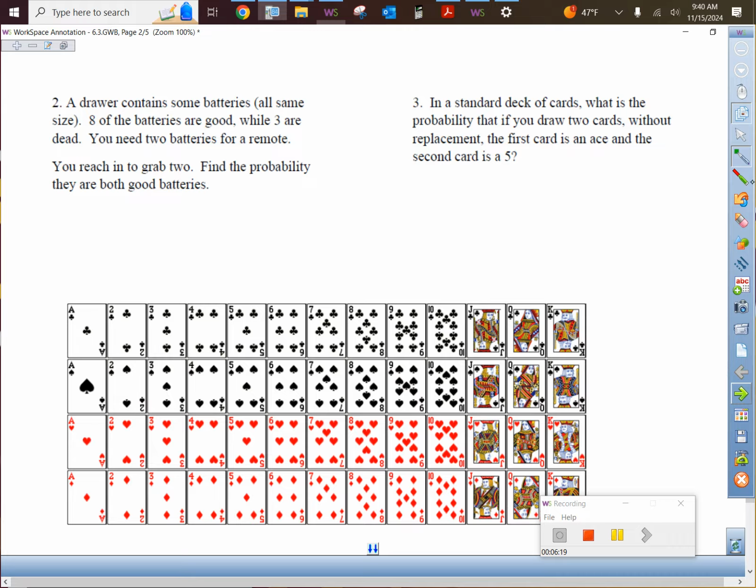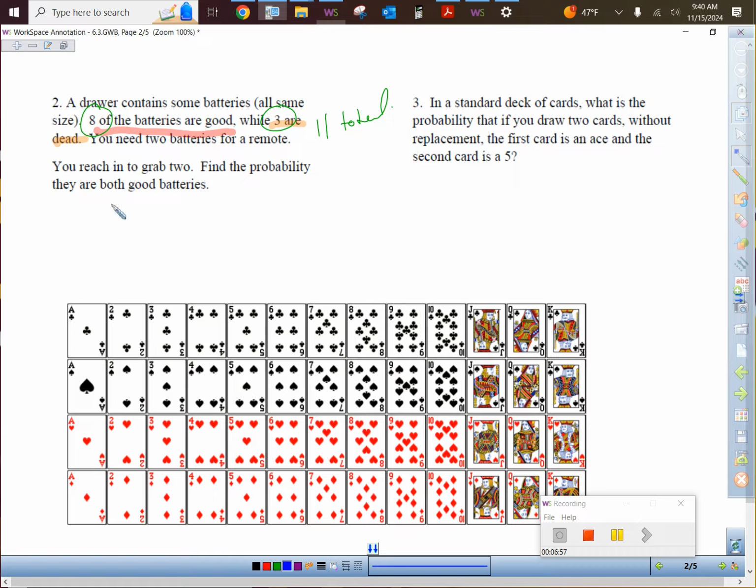This one, weird question. A drawer contains some batteries in it, but they're all the same size. 8 of the batteries are good batteries. 3 of them are dead. You need 2 batteries for a remote. You just reach into the drawer and grab 2. Find the probability that they are both good batteries. How do you feel about how many total batteries were in there? There were 8 good and 3 dead. So how many total batteries? 11 total. You want both of them to be good.